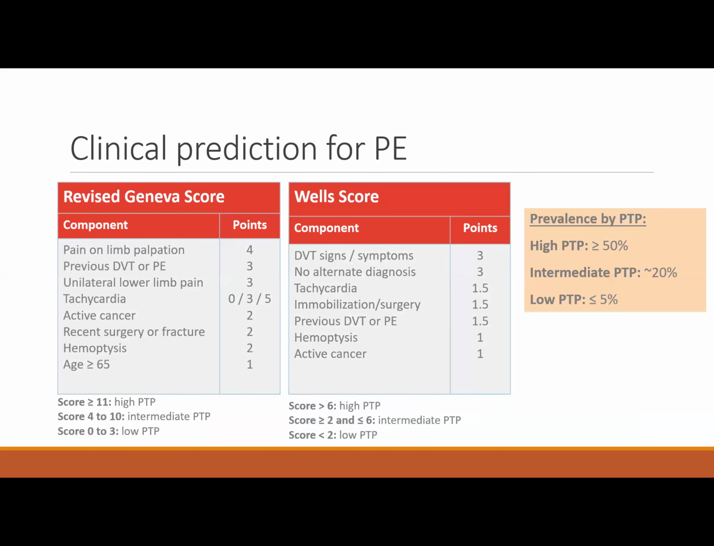Coming to the clinical prediction of PE, I will rush through this because most of us are aware. It is done with the help of the revised Geneva or the Wells score, where a pretest probability of more than 50% is considered high pretest probability, 20% being intermediate, and less than 5% being a low pretest probability.